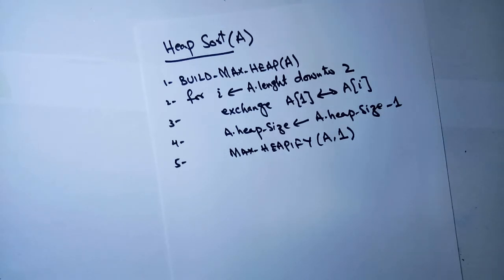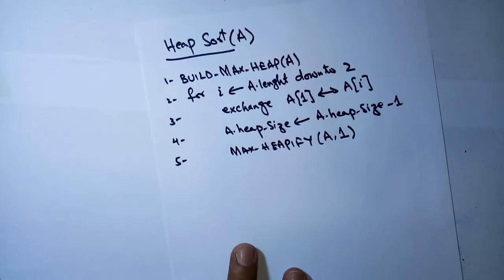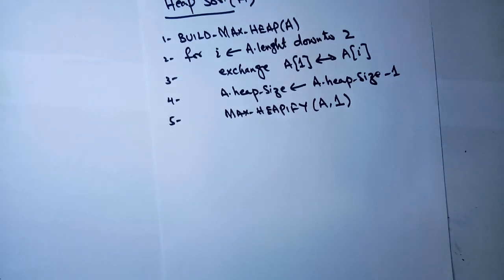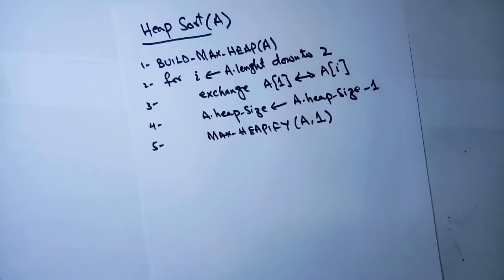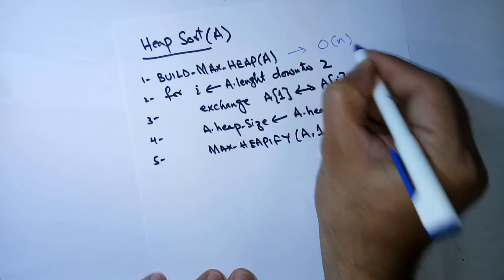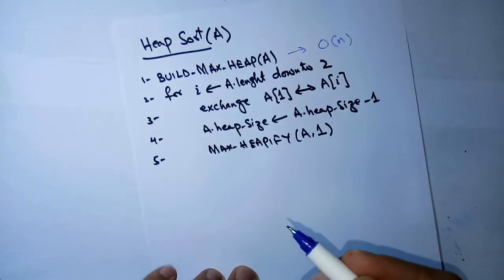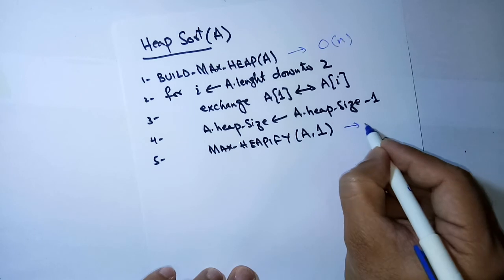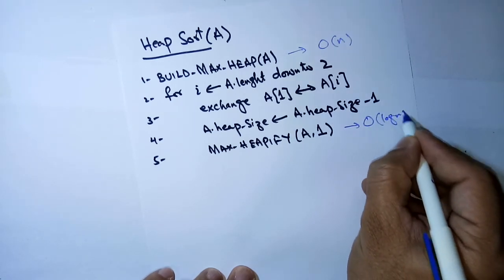for sorting the data elements using the heap sort algorithm, right? Heap sort. So what's the time complexity of this heap sort? Just one minute, let me change the color. So what is the time complexity of this build max heap? We already know that this is nothing but order of n, isn't it? Right? And what is the time complexity of this max heapify? That is order of log n, right?